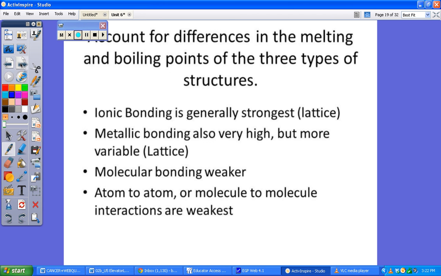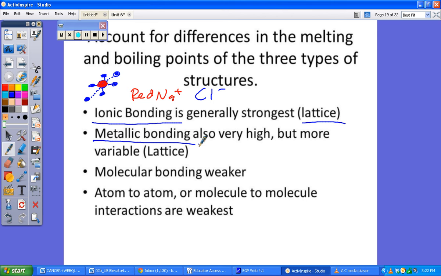In the mercury simulation, let's see, account for differences in the melting and boiling points of the 3 types of structures. Ionic bonding is generally the strongest. Remember, they have that lattice structure where you might have a central atom, but it's attached to multiple atoms around it. And then there's one kind of back behind the board here attached, and one coming out from the board as well. So this central atom here, I'll highlight that in red, is actually attached to 6 different blue ones. So if the red is sodium, the blue then is the chlorine. There's a lot of interaction going on, and that's how we define that lattice structure.